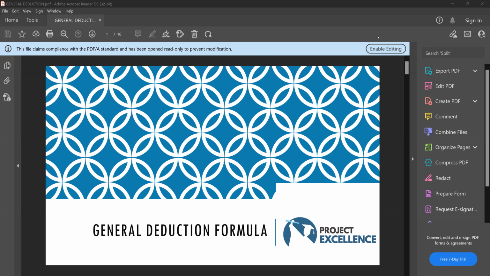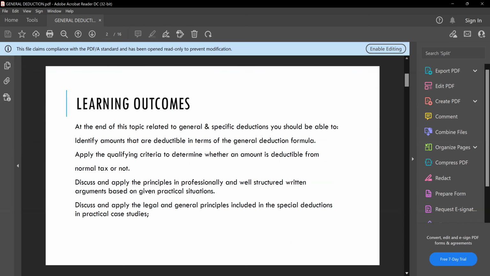Today, we're going to be covering the general deduction formula as well as specific deductions. At the end of this topic related to general and specific deductions, you should be able to identify amounts that are deductible in terms of the general deduction formula, apply the qualifying criteria to determine whether an amount is deductible from normal tax or not, discuss and apply the principles in professionally and well-structured written arguments based on given practical situations.